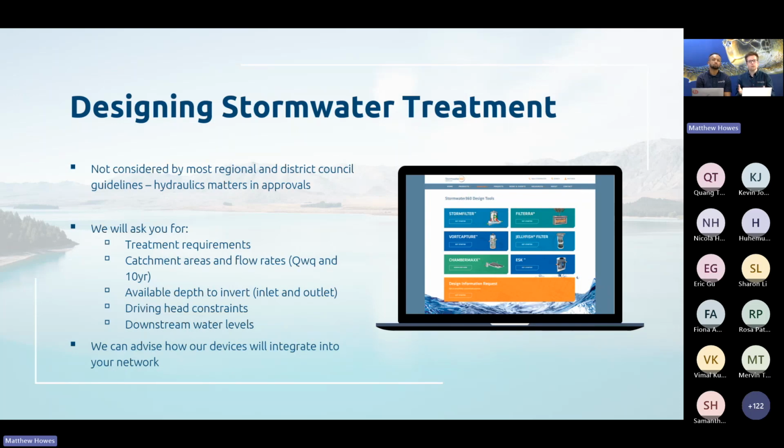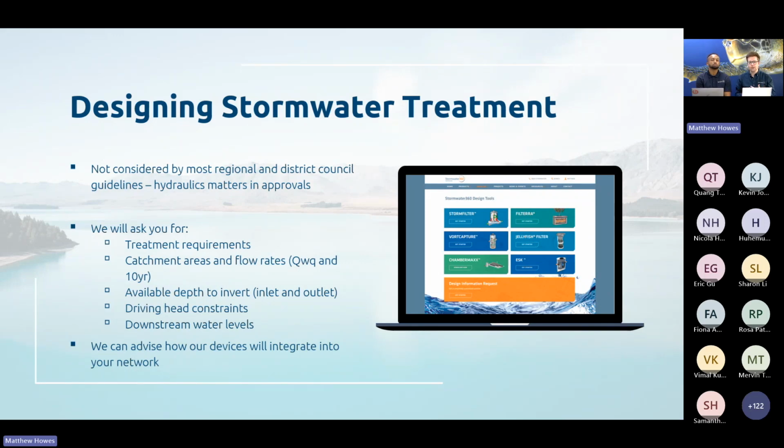So we will ask you for the treatment requirements. Does it need to be a litter trap? Is it a cascade? Is it pre-treatment before a wetland? Or is it that full fine filtration? So we go down the StormFilter or the Jellyfish route. We'll ask for the catchment areas and the flow rates.